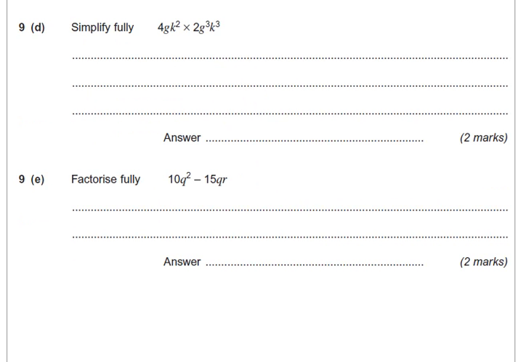9 part D. Simplify fully 4gk squared multiplied by 2g cubed k cubed. So I'm going to split this up. I'm going to rewrite it. Sorry, it's 4 times 2. I'm going to write my numbers together first. I'm then going to write my g's together next, multiplied by g, multiplied by g cubed, and then multiplied by k squared, multiplied by k cubed. It's a lot easier to write my numbers together and similar letters next to each other.